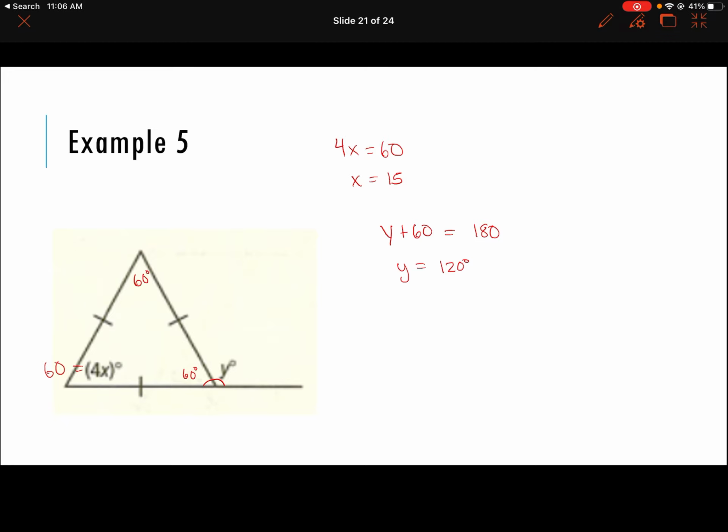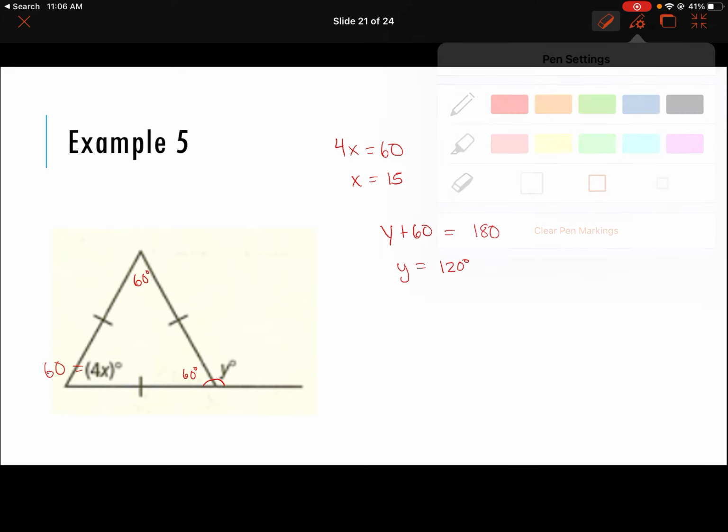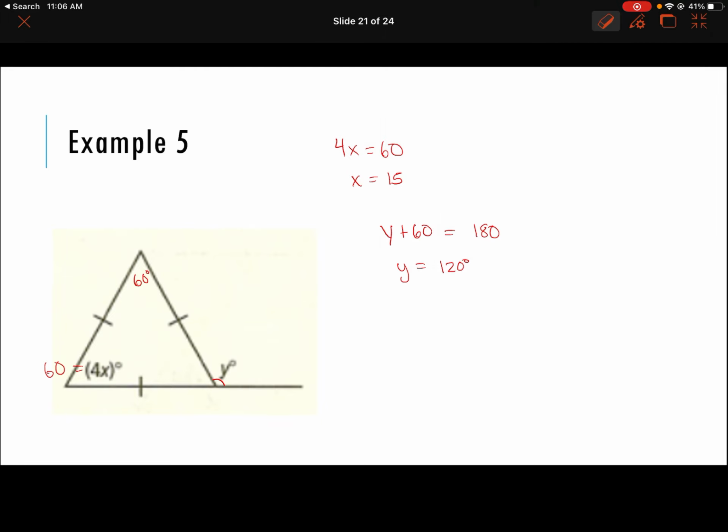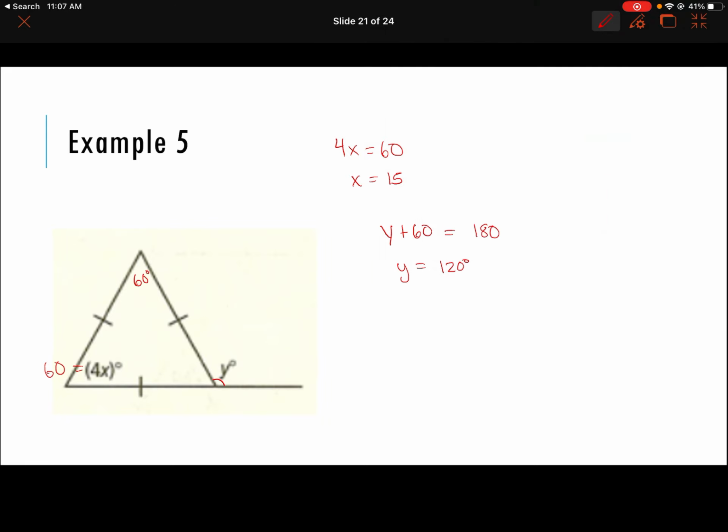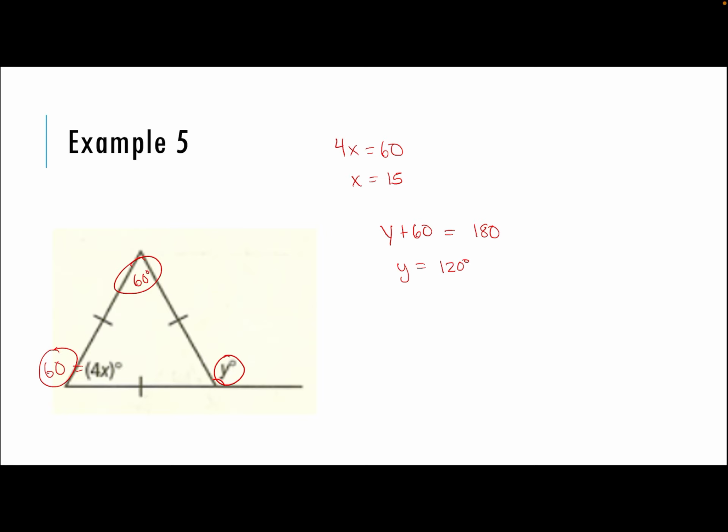We could have also used the exterior angle theorem to find y, because since y is here, we know y is the sum of the two remote interior angles. So y is 60 plus 60, which is also 120. But either way, using the triangle sum theorem and linear pairs, we get y is 120. And by setting 4x equal to 60, we get x is 15.